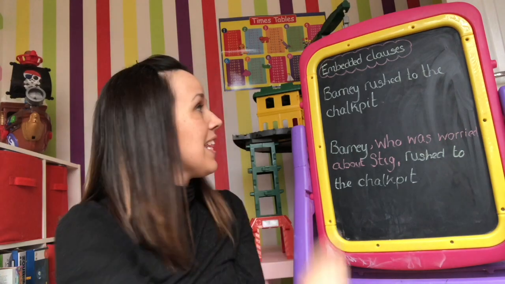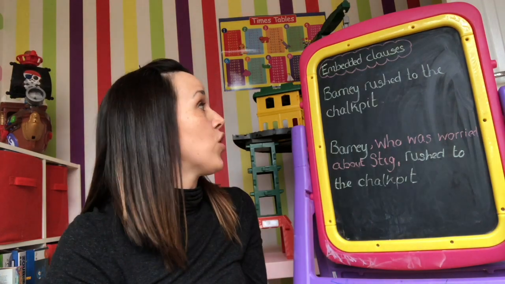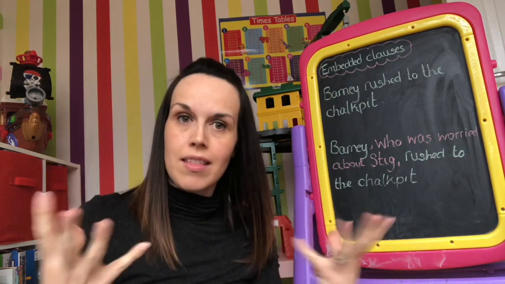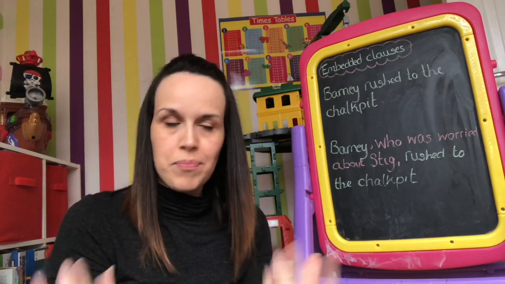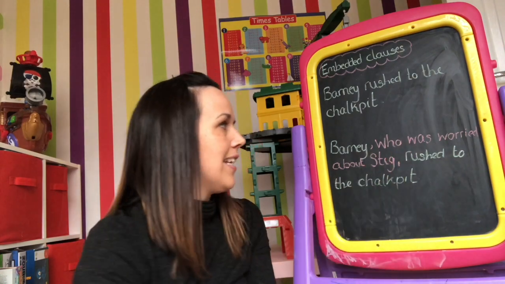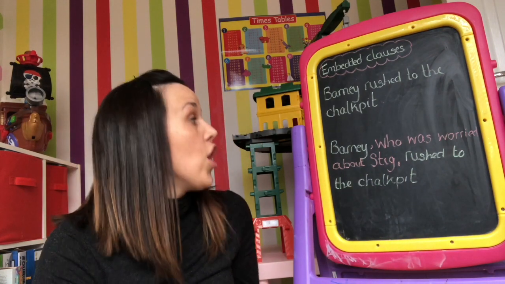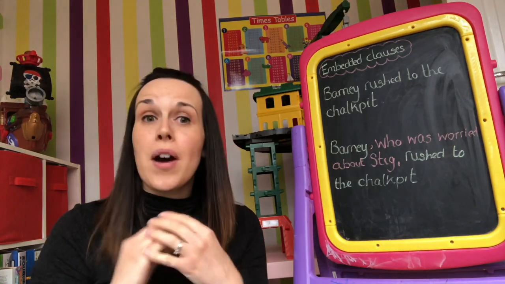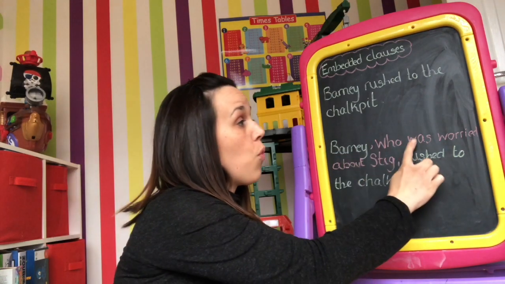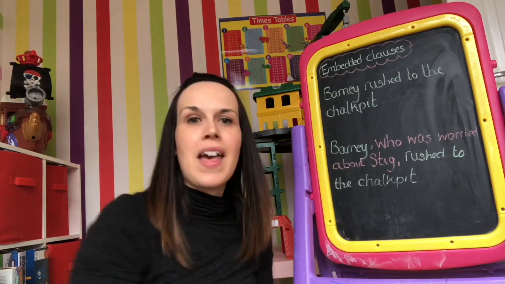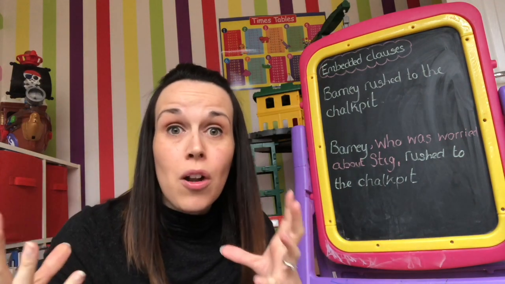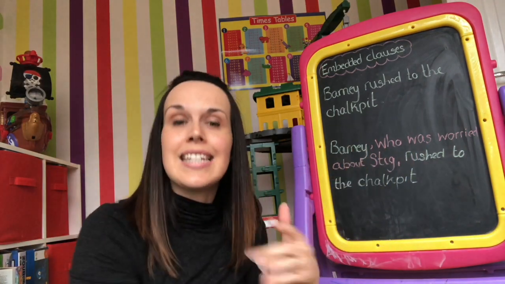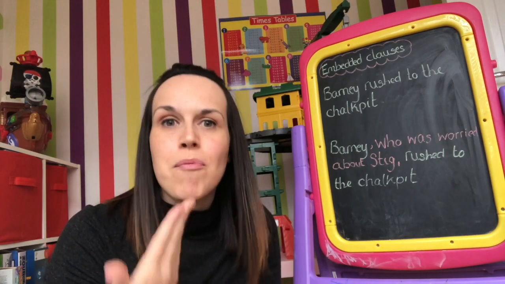So, in the sentence, "Barney rushed to the chalk pit." That's our main sentence, that's our clause. In this sentence, "Barney, who was worried about Stig, rushed to the chalk pit." My embedded clause is "who was worried about Stig." That is an embedded clause because it is in the middle of my sentence and it gives more information.